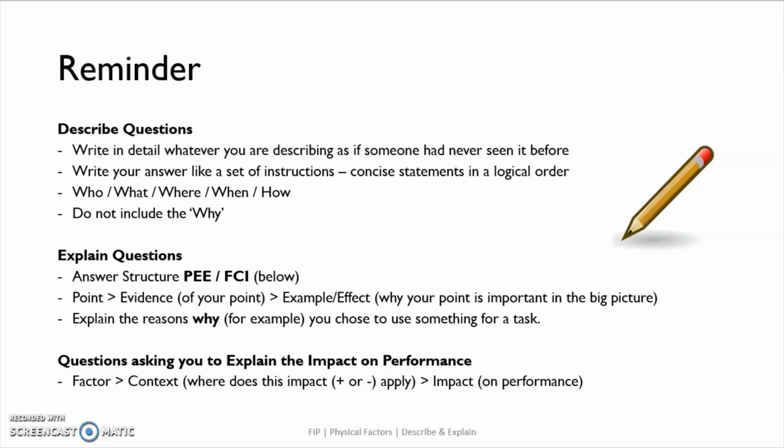Now, if I was to go and explain here the use of the pencil, I'm going to add a little bit more information, and we're going to go into that in a second. The answer structure for explain can be either PEE or PEEL. PEE is point, evidence of your point, an example of your point, and effect of your point. Why is your point important in the big picture?